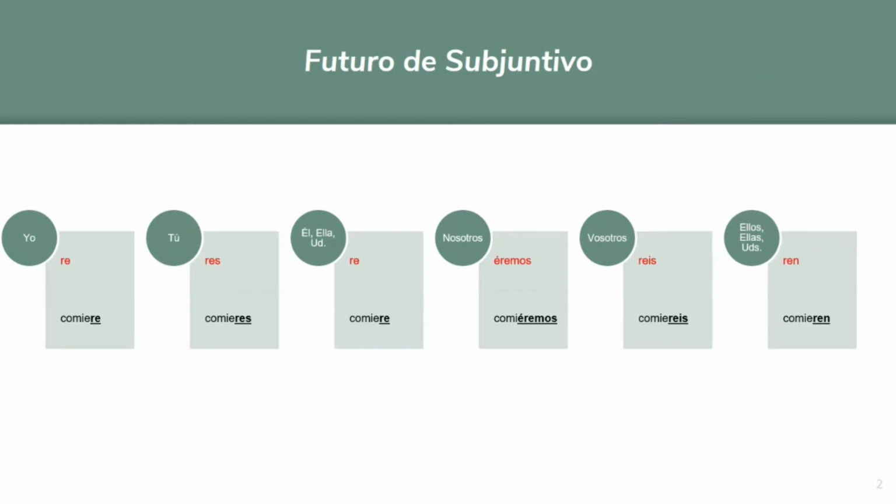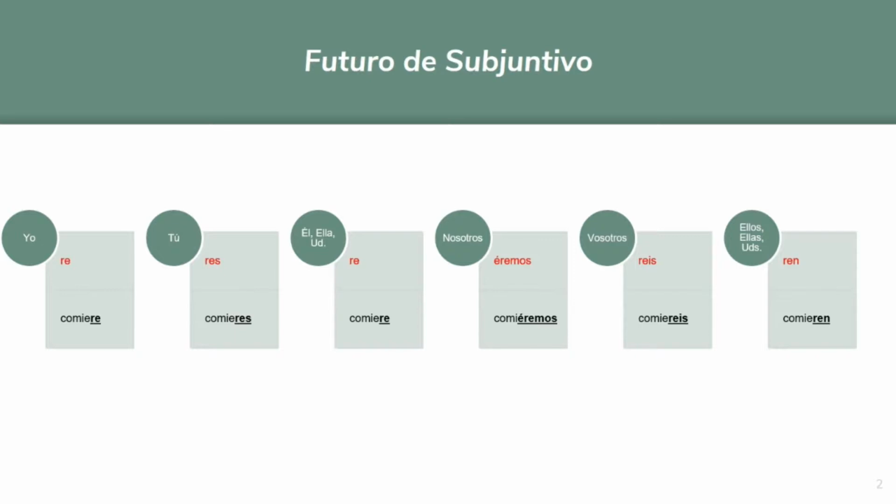So let's take comer for example. Now the plural for comer, so like they ate, in the preterite form is comieron, C-O-M-I-E-R-O-N. Now the imperfect subjunctive takes comier and adds an A, comiera. But for the future subjunctive, we're going to add an R-E, so comiere.